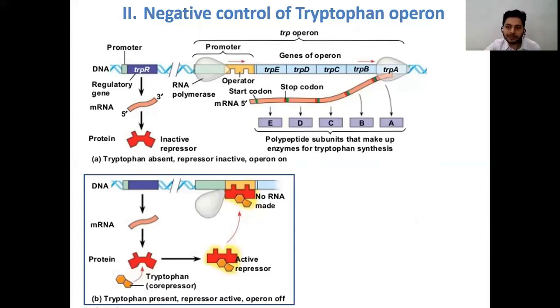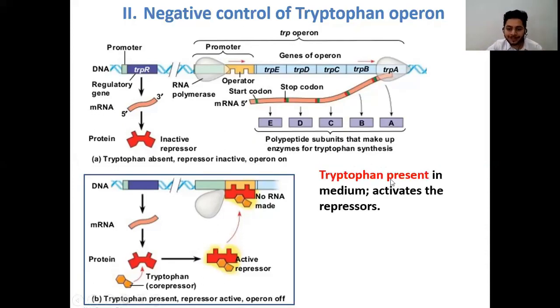So if a sufficient amount of tryptophan is present, there is no further requirement of tryptophan, and therefore the synthesis of tryptophan has to be cut down. No tryptophan has to be further synthesized. So what is going to happen in that case? If tryptophan is present in the growth medium, this tryptophan acts as a co-repressor. Remember, it's a very important thing that tryptophan over here is acting as a co-repressor.